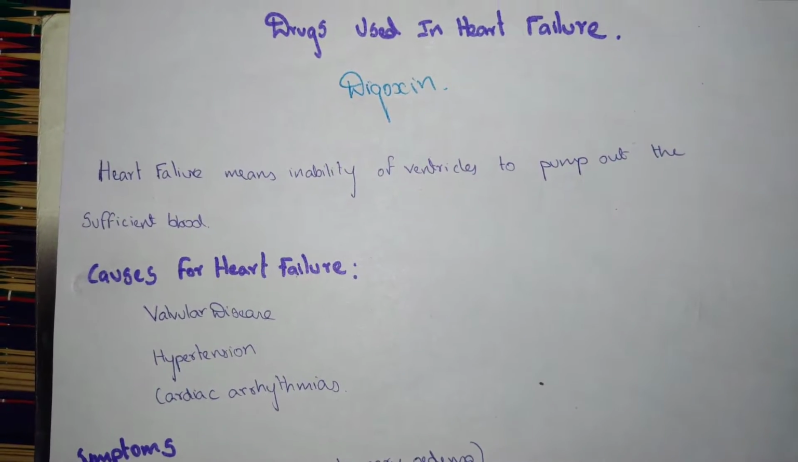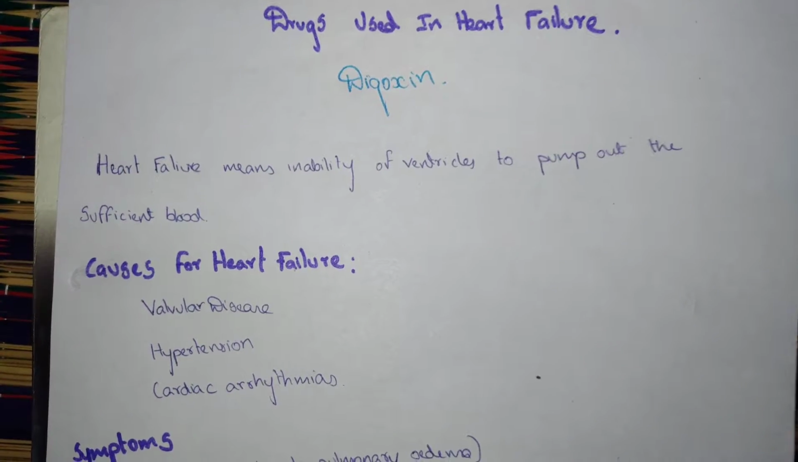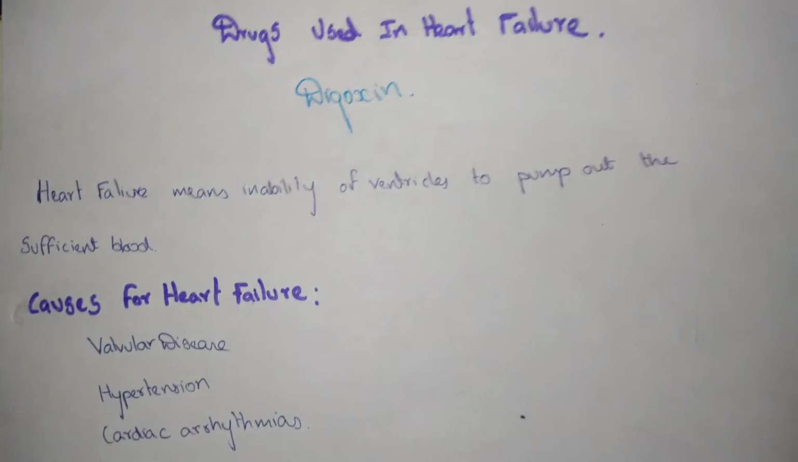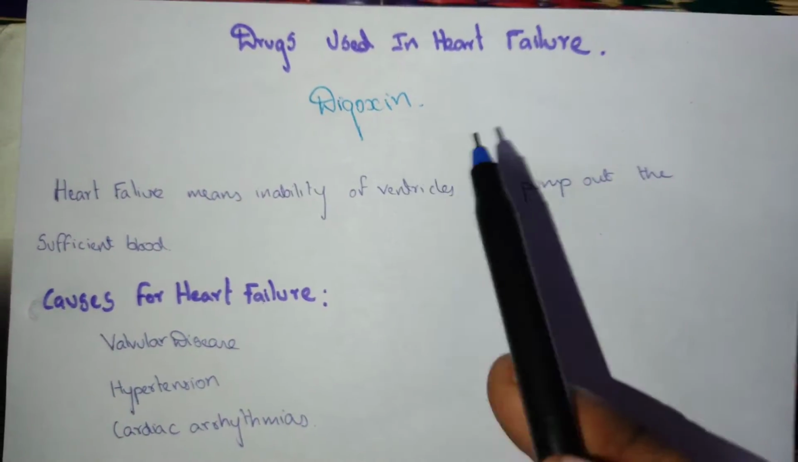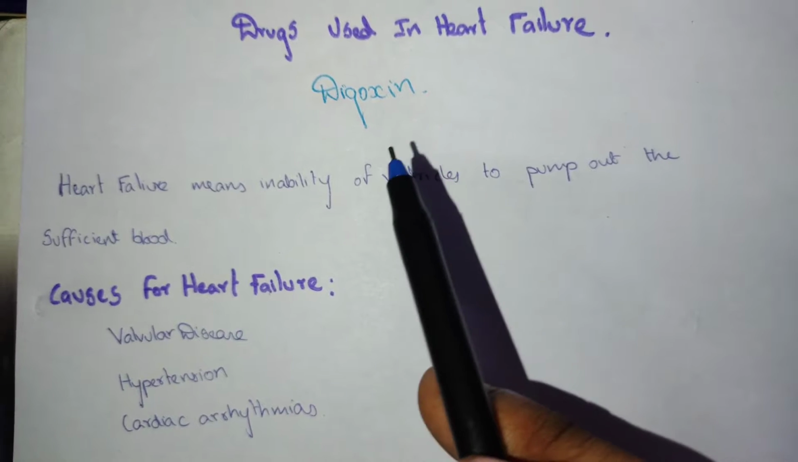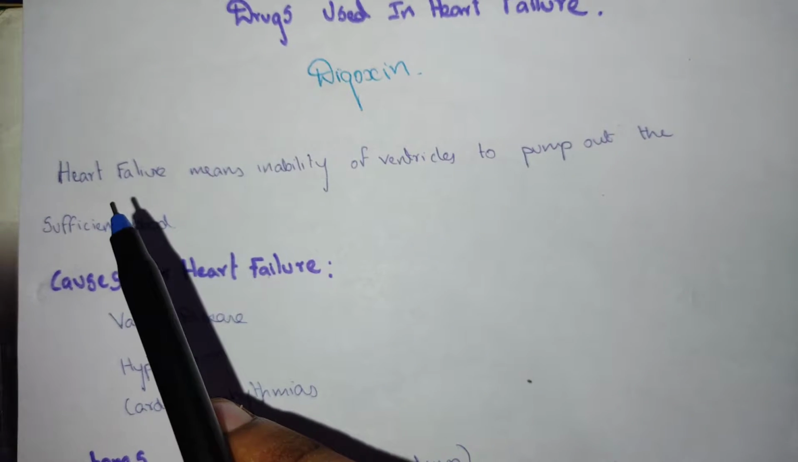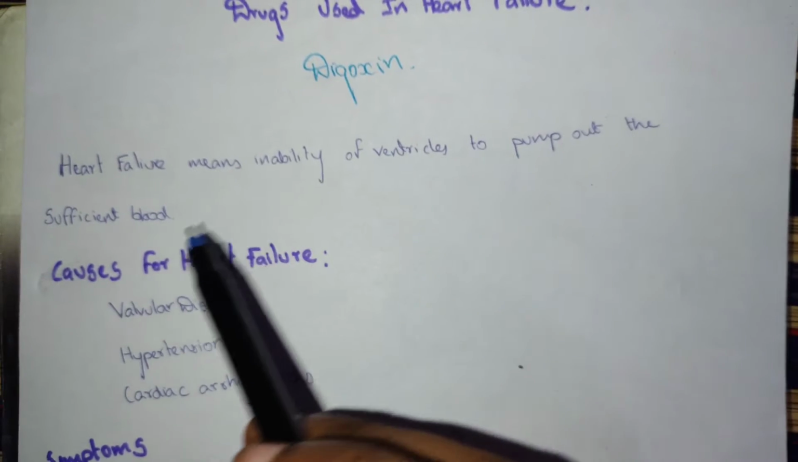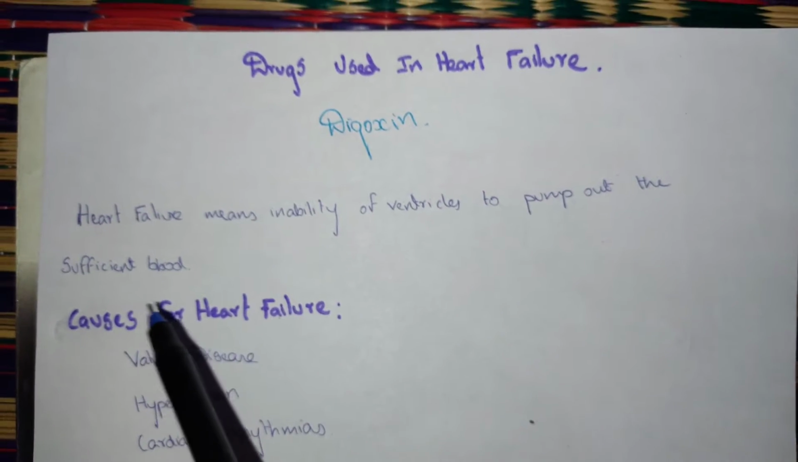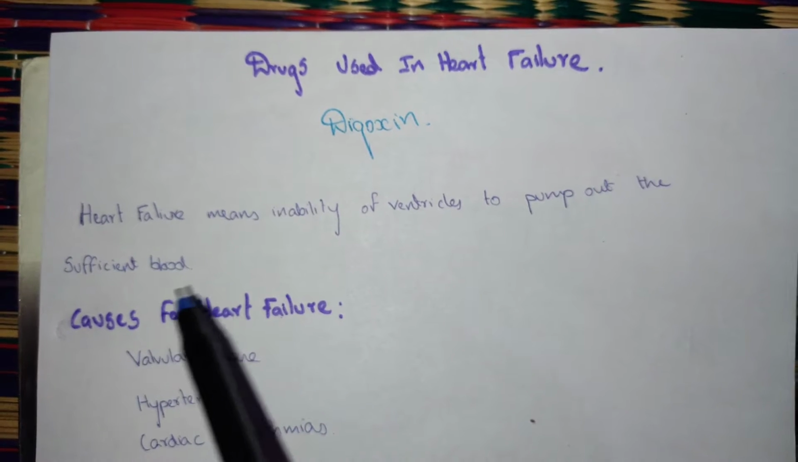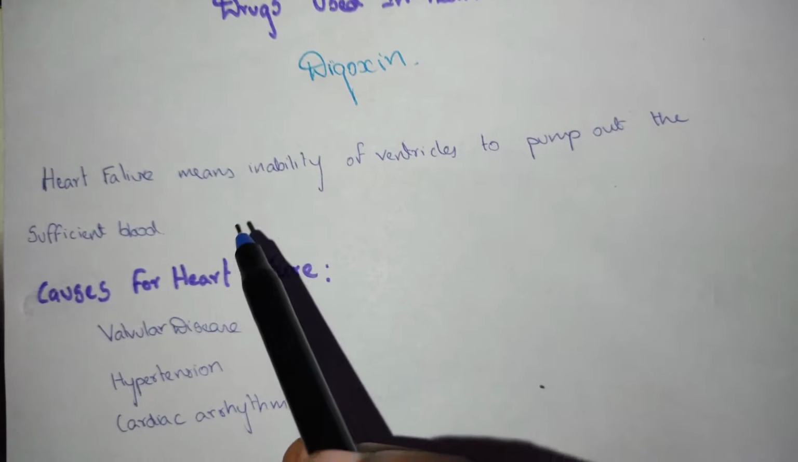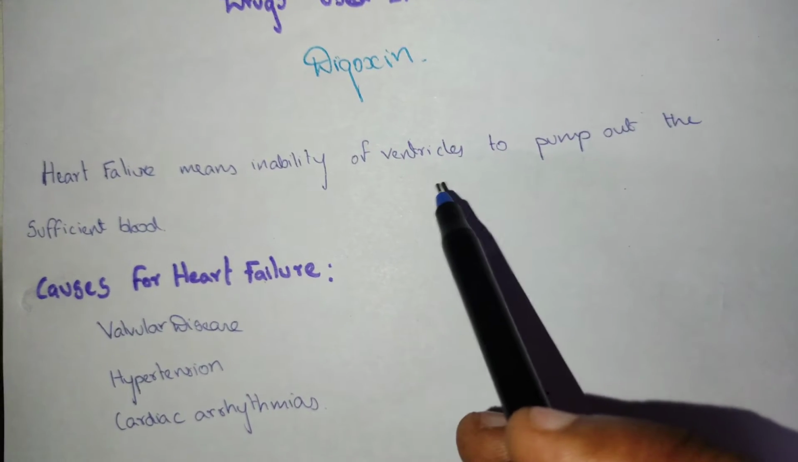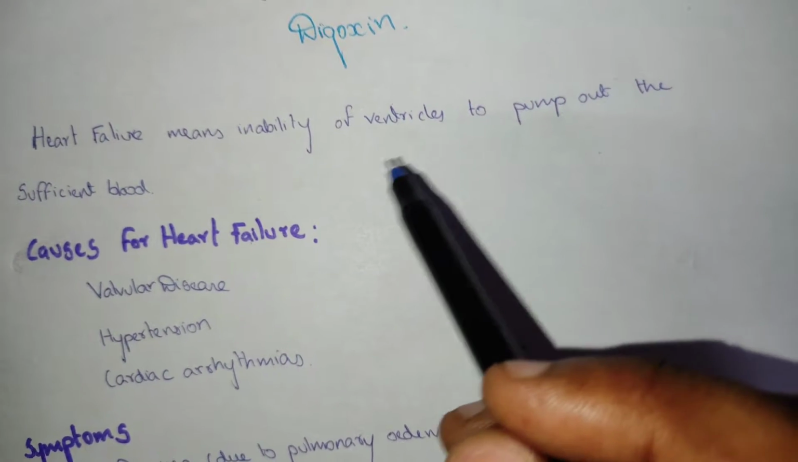In this video we are going to see about drugs used in heart failure. Digoxin is a major drug. Heart failure means inability of the ventricles to pump out sufficient blood.